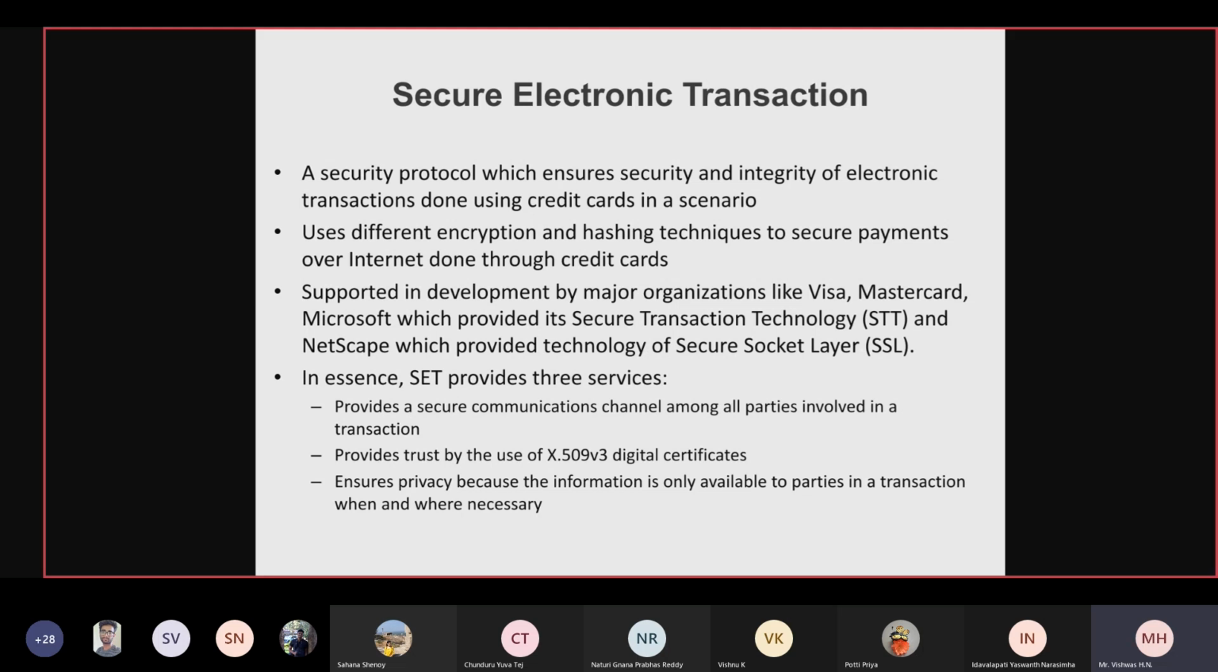So the first service of SET is that it provides a secure communication channel among all these parties involved in a transaction. Second, it provides trust by use of X.509 v3 digital certificates. We already know what an X.509 v3 digital certificate is. Then it ensures privacy because information is only available to parties in a transaction when and where necessary.